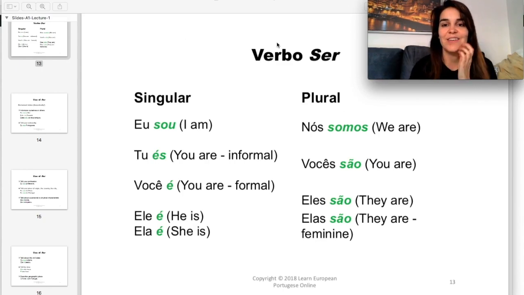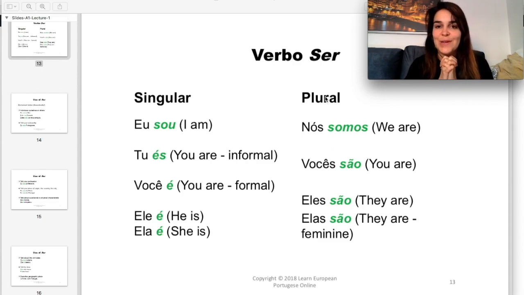You can see it here on my screen, I hope. Verbo ser, and also about verbo estar. So as you may know, this is the verb to be. And I speak about it in my first lecture, from my A1 course, and I use the same slides you're seeing here now. So I thought I could take advantage of them to let you know everything about these two verbs.